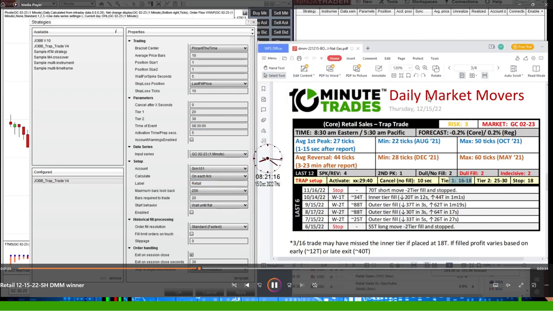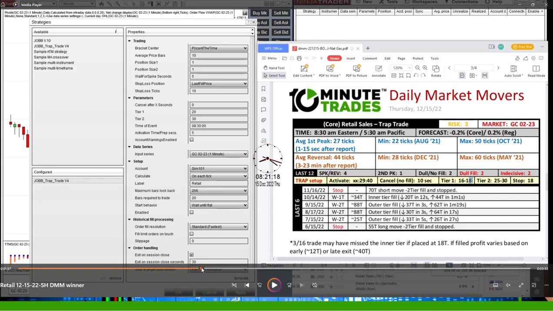First off, we do have a DMM for when there is a full-blown trap trade, with 6 months of data. You'll see it looks a little bit different than our regular DMM, but you can see the way it's explained: inner tier fill, outer tier fill. Assume that if an outer tier is filled, the inner tier gets filled also, obviously, because the outer tier is further away. So it's important to know that we do have DMM trap trades as well. Retail sales is one of our more popular trap trades.